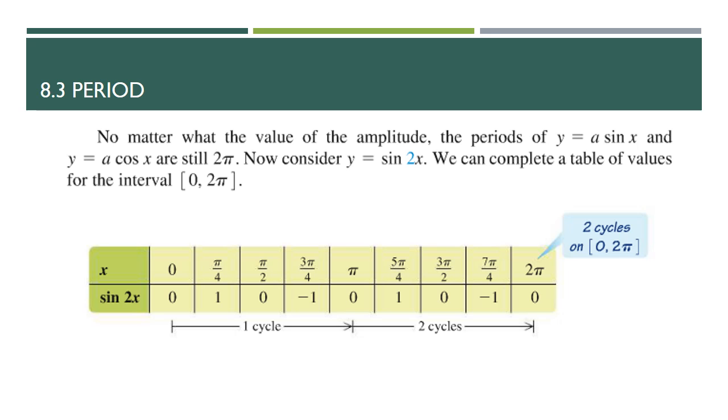But now we're going to look at what will affect the period, and notice what we're doing now. We're doing y equals sine of 2x. And here's a table of values for that from 0 to 2 pi. Okay, and you will notice that this time the period has been affected. Normally we get in one full cycle between 0 and 2 pi, but here we are getting in 2 full cycles. And so the 2 has actually doubled the number of cycles inside of 2 pi.